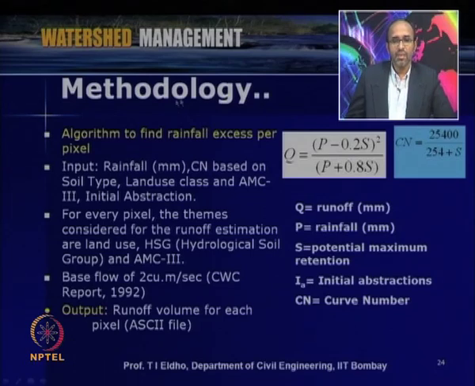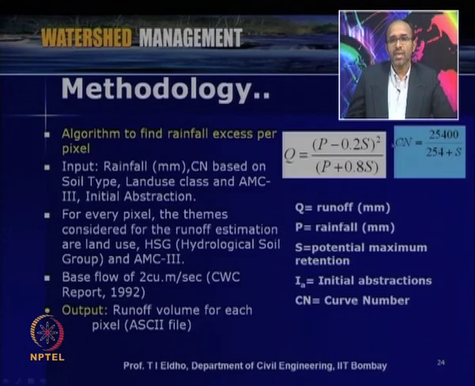Here the methodology used is further explained. The algorithm to find rainfall excess per pixel takes as input rainfall in millimeter, curve number based on soil type and land use class, AMC3, and initial abstraction. For every pixel, the themes considered for runoff estimation are land use, hydrological soil group, and antecedent moisture condition, level 3. The base flow is assumed as 2 cubic meters per second as per Central Water Commission norms. Then the output will be runoff volume for each pixel.